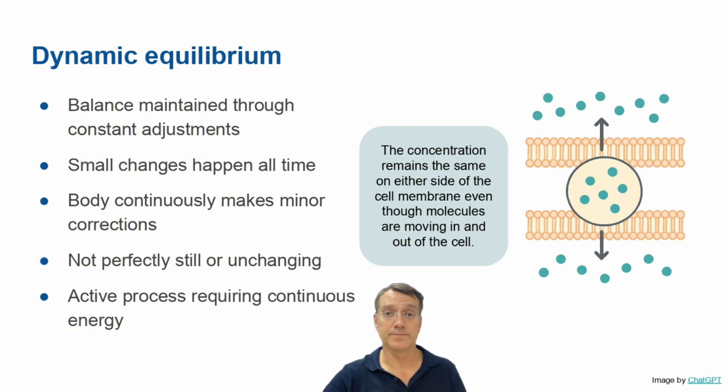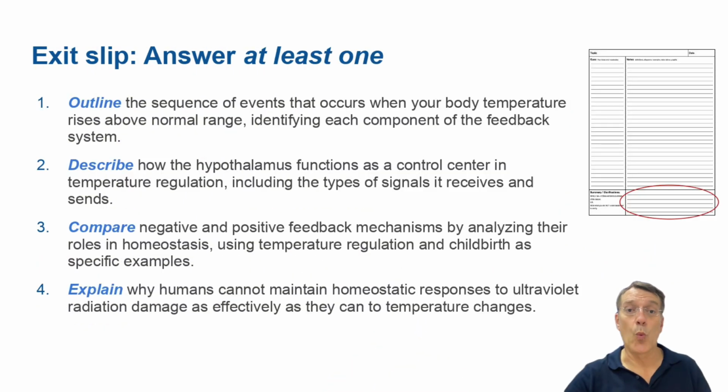For your exit slip, choose at least one of these questions to answer. They test your understanding of feedback systems components. Explain how the hypothalamus is a control center, compare negative and positive feedback, and explain why humans can't detect ultraviolet radiation damage as effectively as temperature changes. Write your answer in the summary section of your notes.